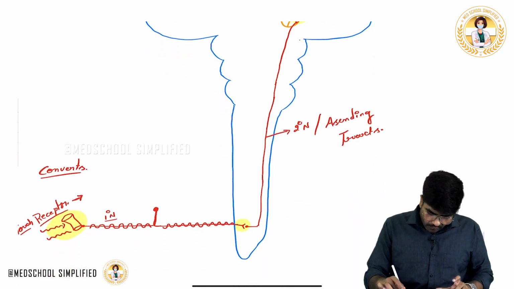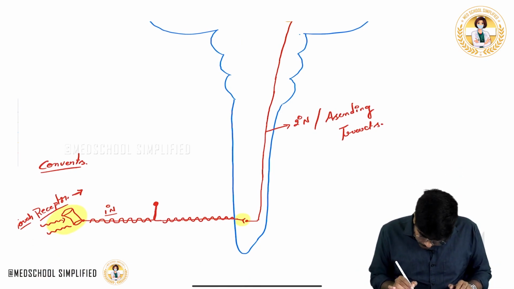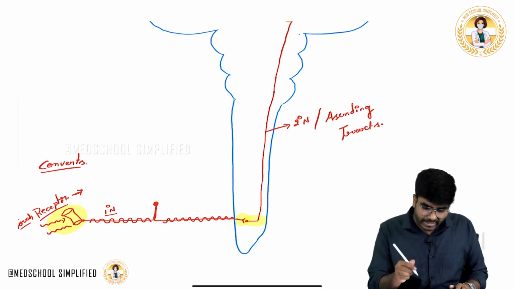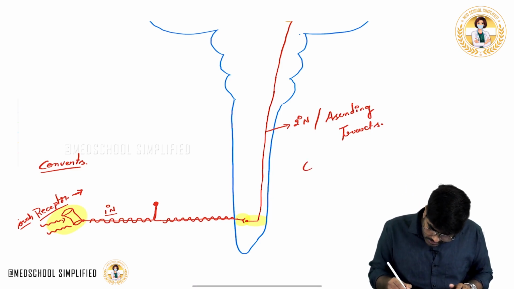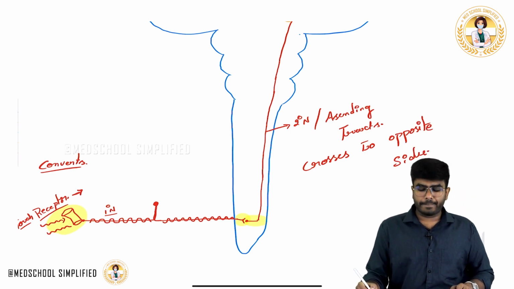Important point is, first order neuron is ending in the spinal cord, no doubt. But second order neuron, are you able to appreciate? It is crossing to the opposite side. So usually second order neurons cross to the opposite side.